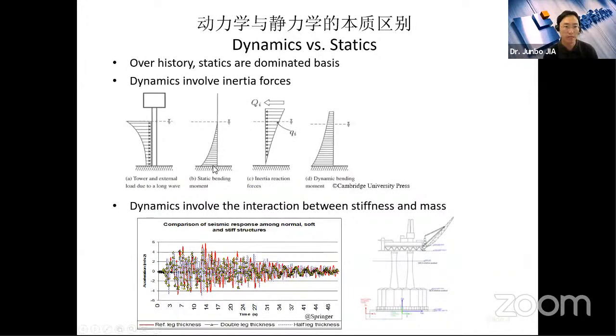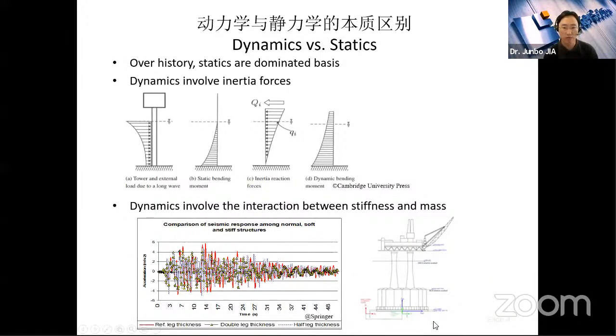So if you design your structure based on only static bending moment, which as I mentioned was recognized hundreds of years ago, then you will have an underestimation of loading, which will result in an unconservative or unsafe design. So the most important characteristic of dynamics I introduce here is the inertial force. Due to the inertial force, it makes dynamics much more complex than the static problem. In addition, dynamics also involves the interaction between the stiffness and mass.